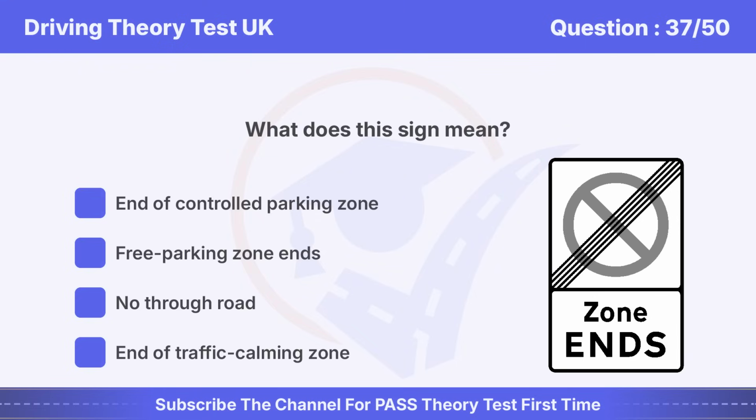Question 37. What does this sign mean? Option A. End of controlled parking zone. B. Free parking zone ends. C. No through road. D. End of traffic calming zone.